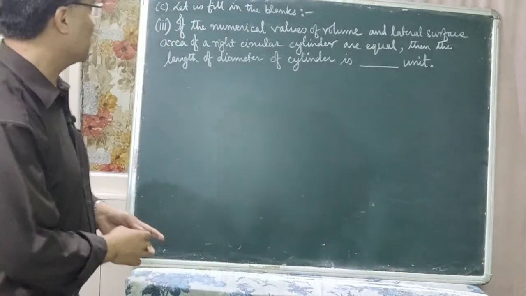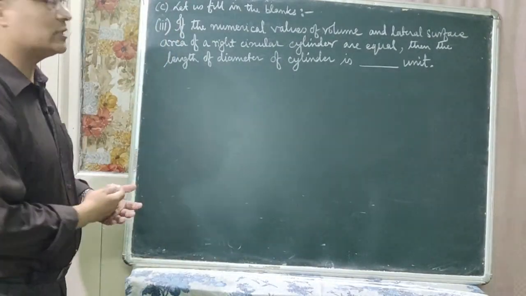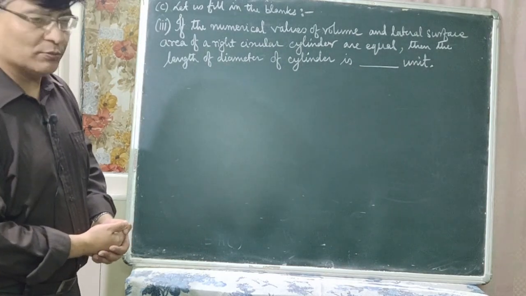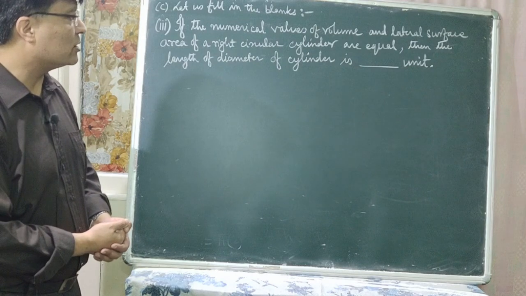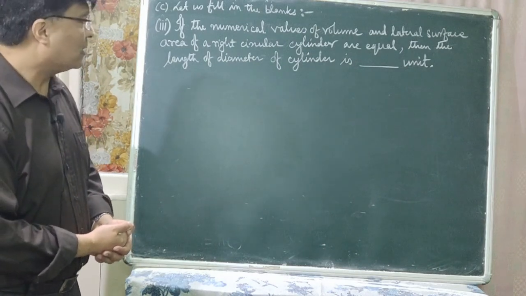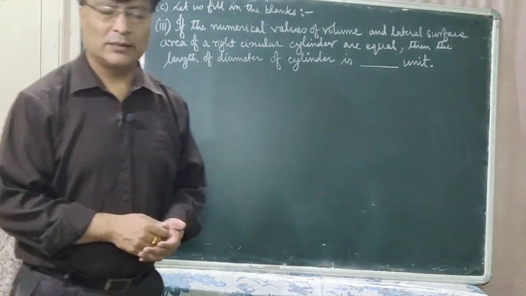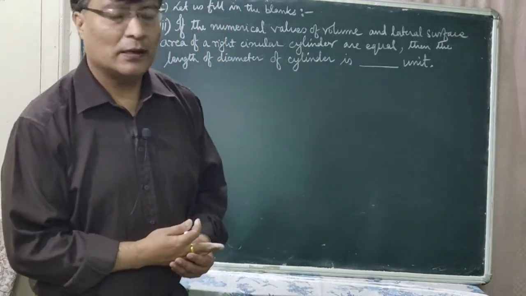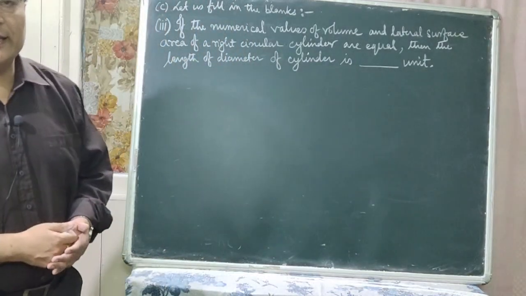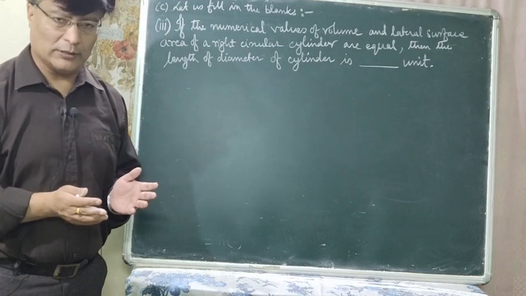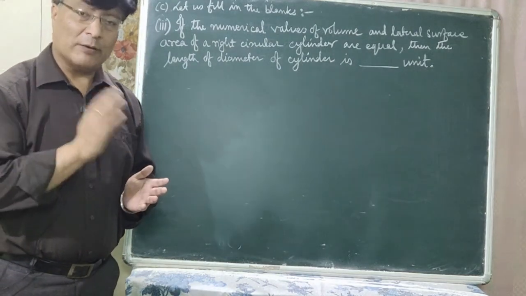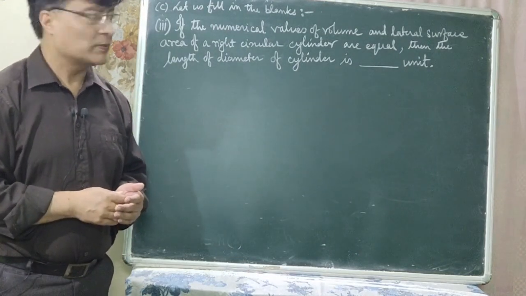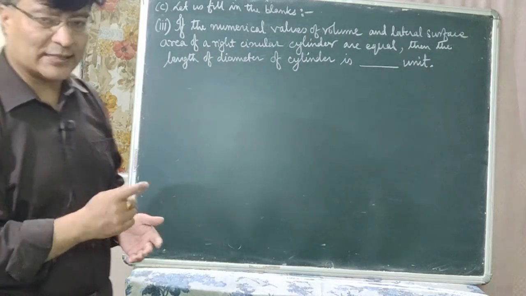So now we'll do the next question, that is C number 3. So let us fill in the blanks. Number 3 is, if the numerical values of volume and lateral surface area of a right circular cylinder are equal, then the length of diameter of the cylinder is dash unit. In the question it is given that the volume and the lateral surface area of a right circular cylinder are equal. Then you have to find out the length of the diameter of the cylinder.